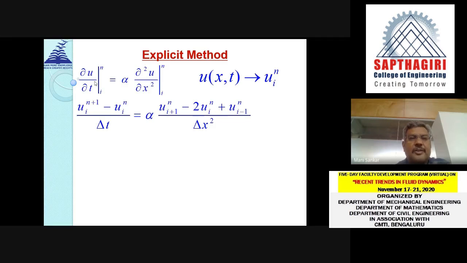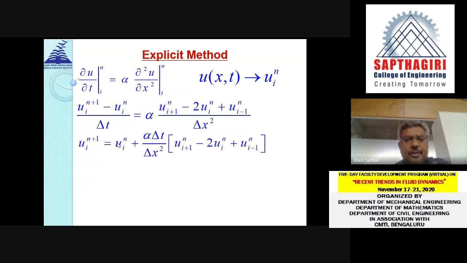So we apply forward difference for the time derivative. Again, I said there are three finite difference approximations: forward, backward, and central. I cannot apply backward or central difference here, because that will lead to an unknown time level where you will not get the conditions. So normally the time derivative will be replaced by forward difference, and here the second order spatial derivative will be replaced by the second order central difference.